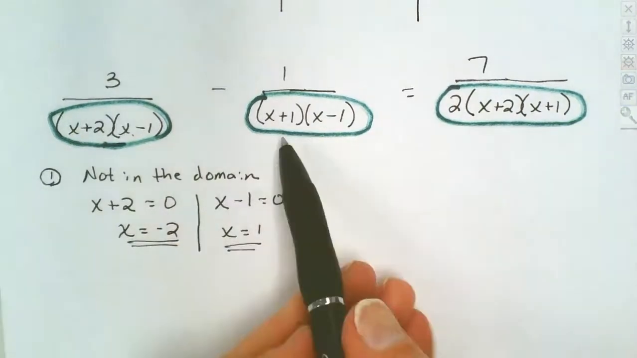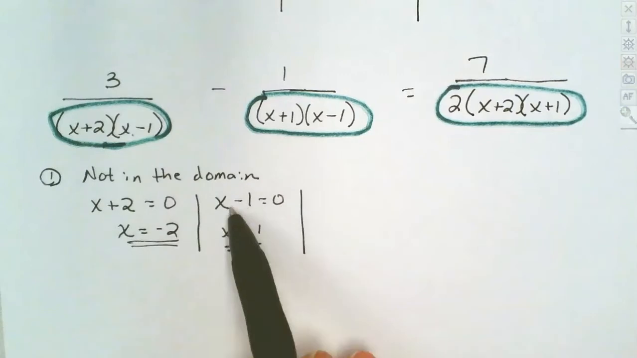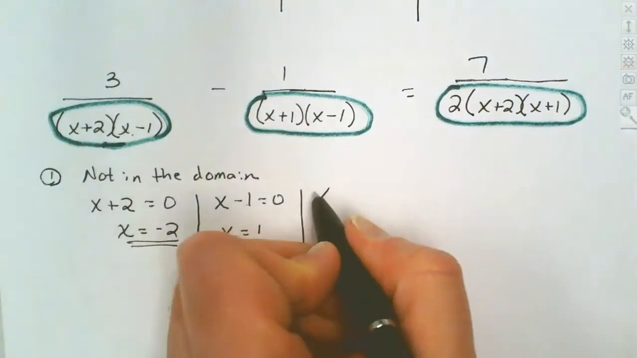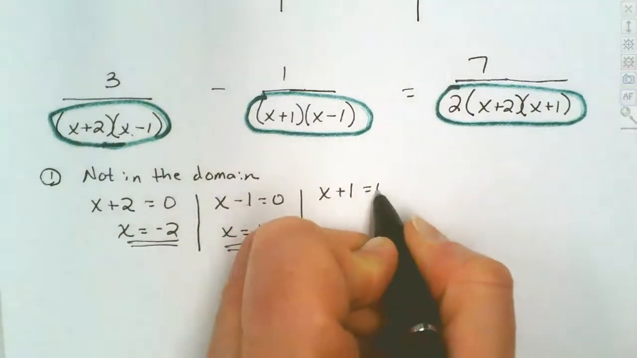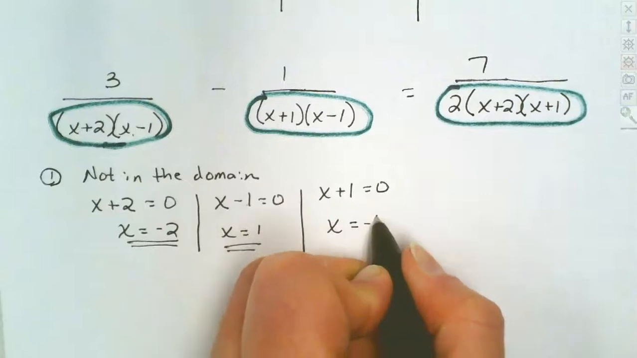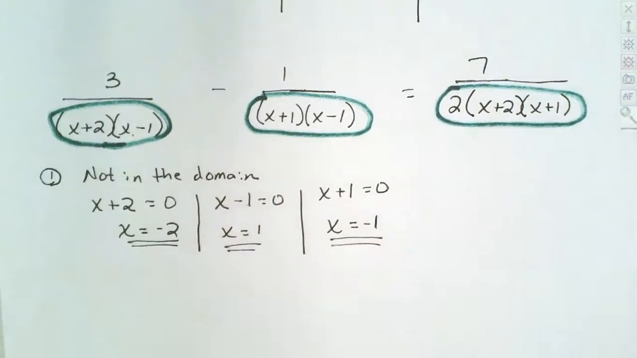And then what do we have left? We've already done the minus 1, x minus 1 here. We've also got to add in that x plus 1. And x plus 1 equals 0. That gives you x equals a negative 1. That can't work either.